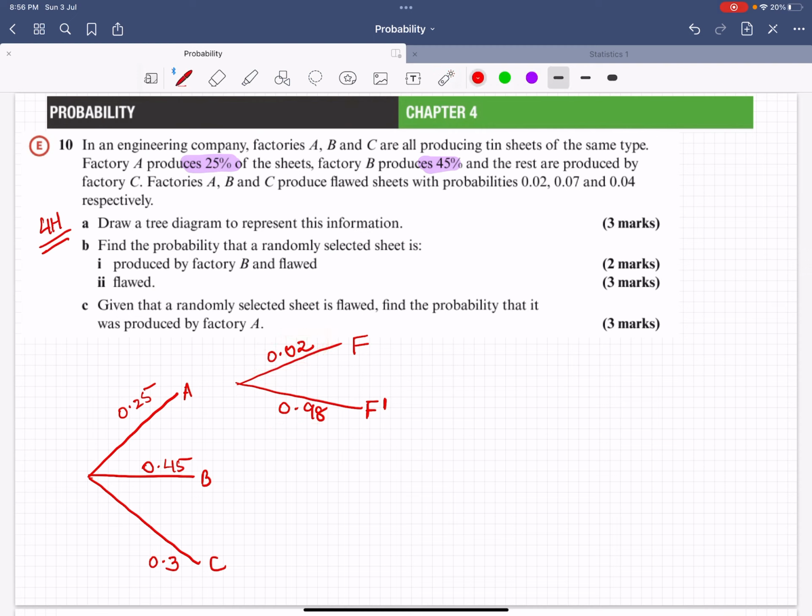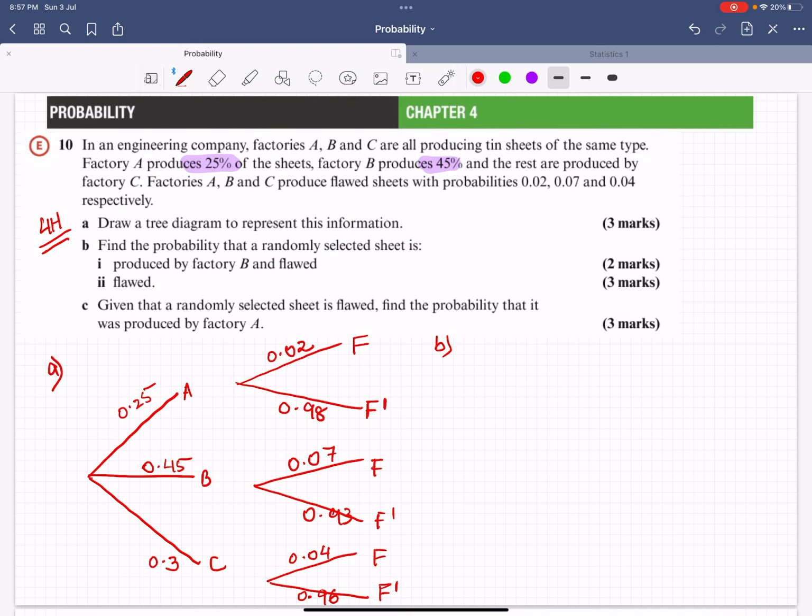Moving on to B. B produces flawed sheets with a probability of 0.07. Therefore, those which are not flawed will be 0.93. And C produces flawed sheets with a probability of 0.04. So the probability that they are not flawed is 0.96. Okay, that was part A, drawing the tree diagram. Moving on to part B.